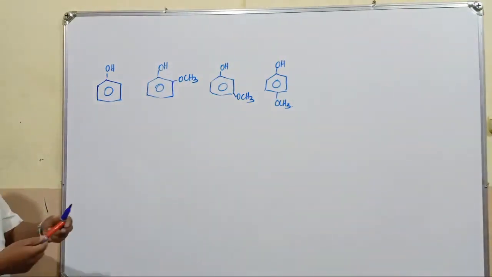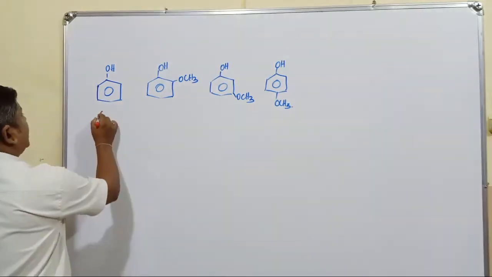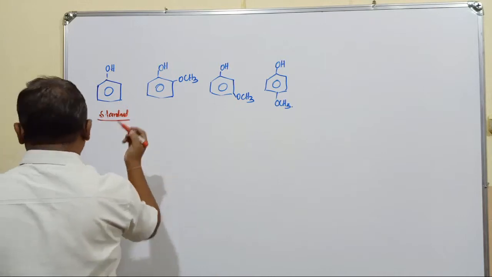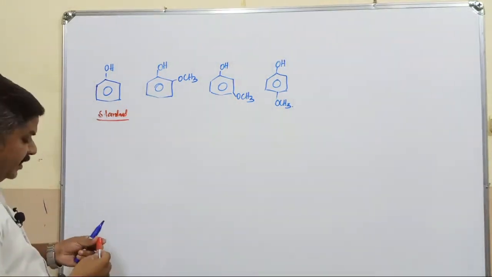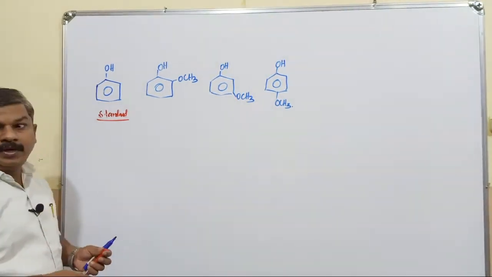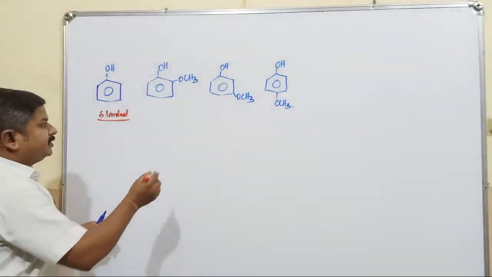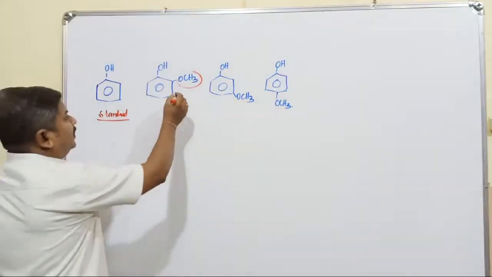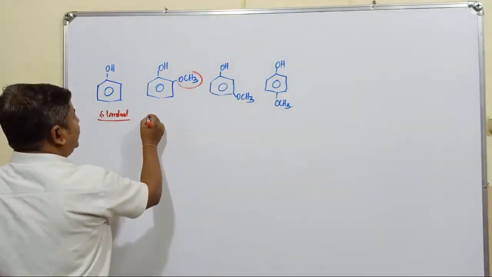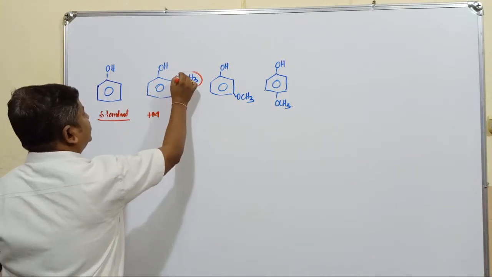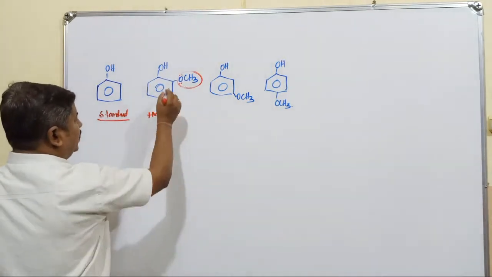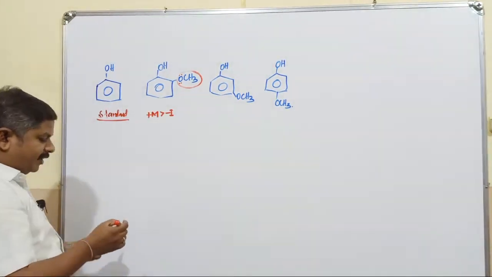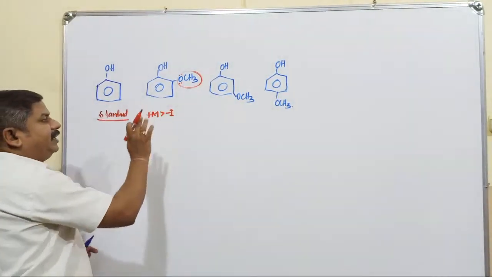In the case of these methoxyphenolic compounds, phenol is a standard compound which contains no electron releasing or withdrawing group. After this compound, the next one is 2-methoxyphenol, which contains this OCH3 group. This OCH3 group can exhibit a plus M effect because of the lone pair of electrons on the oxygen atom, and it can even exhibit a minus I effect. But between mesomeric and inductive effect, the mesomeric effect dominates over the minus I effect.